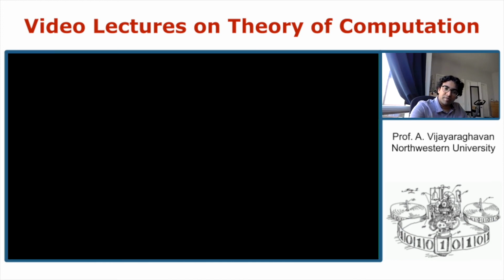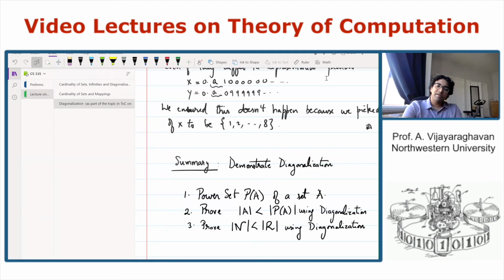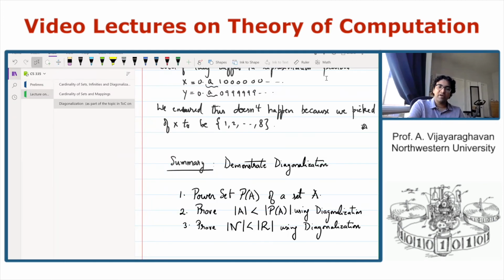Good. Now to summarize, in this video, we looked at this technique called diagonalization. We first defined what a power set is for a set. And we showed that even for infinite sets, the cardinality of a set is strictly less than the cardinality of the power set. So in particular, the cardinalities are not the same. We showed this using diagonalization. And then we also proved Cantor's theorem, which says that the cardinality of natural numbers is different from the cardinality of real numbers. And we showed this using diagonalization.